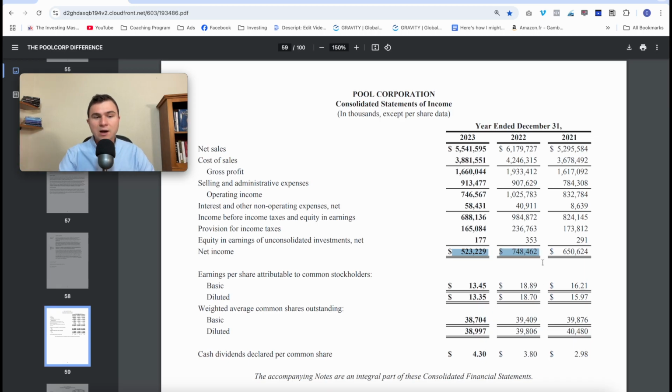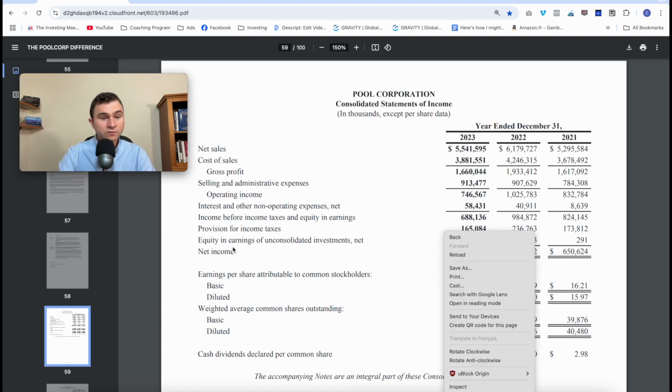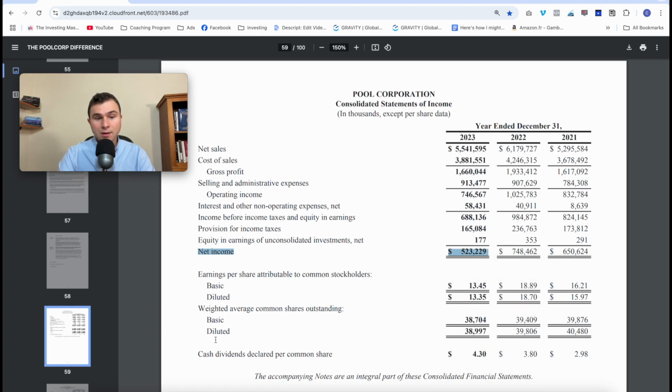Very good. Now you see that the company discloses the total number of shares. Here you have weighted average common shares. Only look at diluted, 38,000. They divide net income by 38,000 and you get your earnings per share. You can see the growth in earnings per share. And at the end of the day, the stock price follows the earnings per share. So now you understand how the costs work.